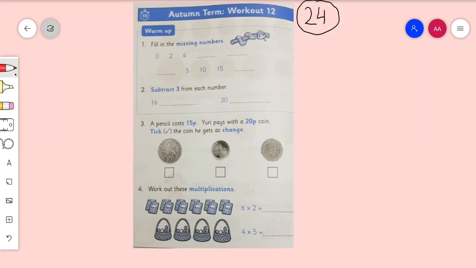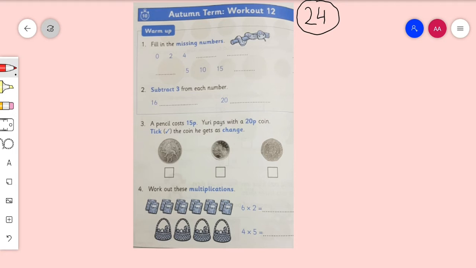Hello and welcome back. Today we're going to do page number 24, workout 12. Let's start with question number 1. It says fill in the missing numbers. We need to find 0, 2, 4 and these two missing numbers.